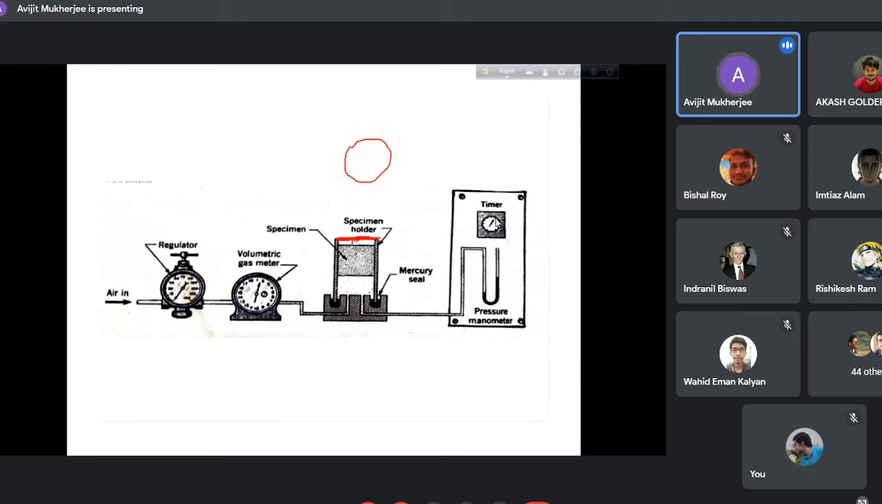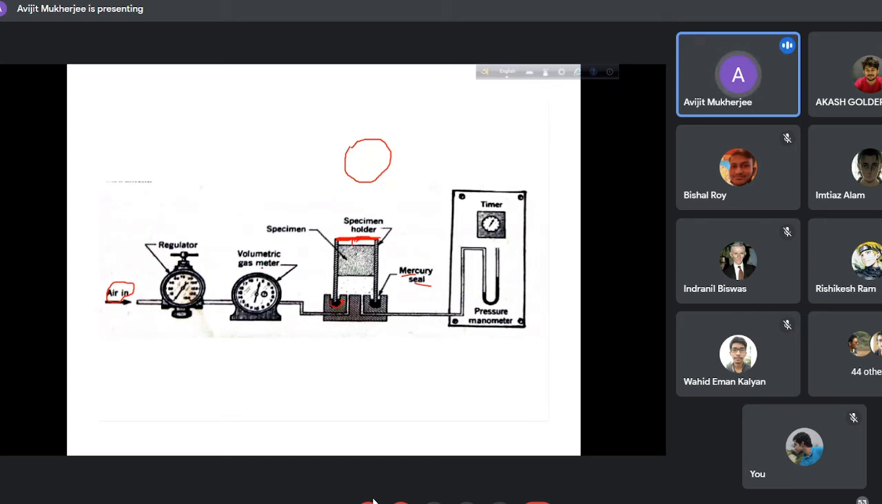That's why these stands are placed on a mercury seal. There is an open pot, the stands are placed here, and it is filled with mercury. So this is a concealed chamber. And how is it used? A measured quantity of air enters here through a regulator. Why a regulator? We can control the pressure and the volume. So there is a meter through which the air is entering.